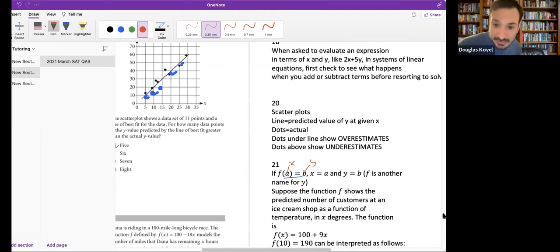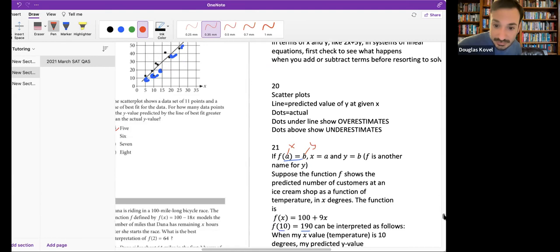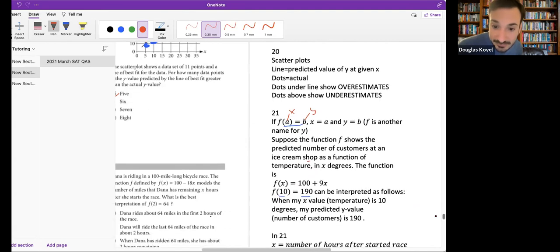So pretend you were given this function f that shows the relationship between the predicted number of customers at an ice cream shop as a function of temperature in x degrees. And then you're given this function f of x equals 100 plus 9x to show that relationship. So basically this is showing a positive linear relationship. So it's predicting that the hotter it gets out, the more customers you're going to have for ice cream, which would make sense. So let's say they tell you that f of 10 equals 190, and they ask you to interpret that in English, in words.